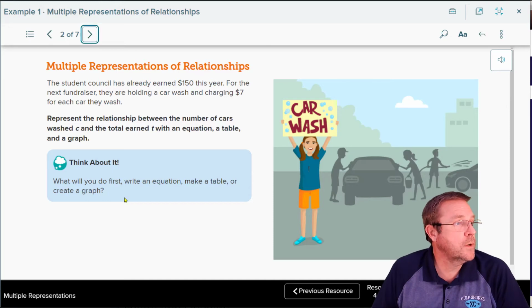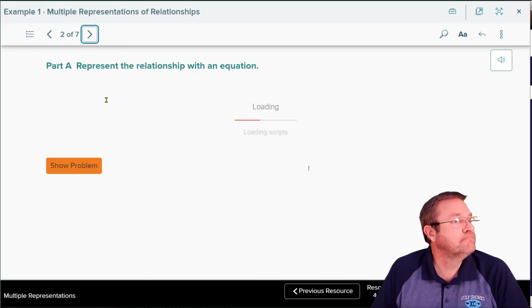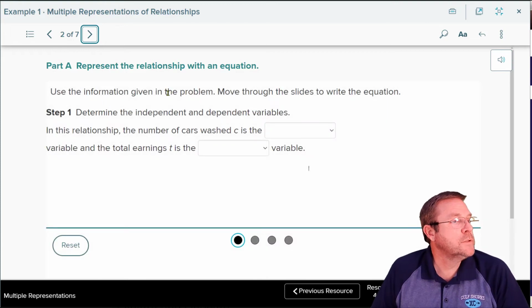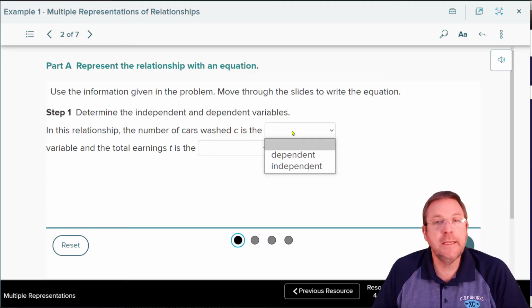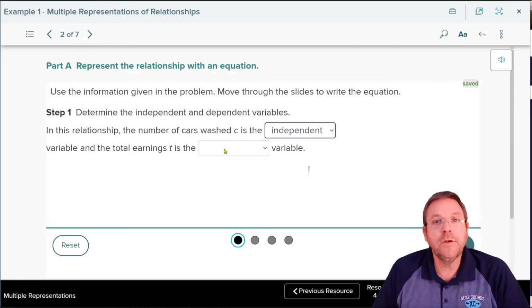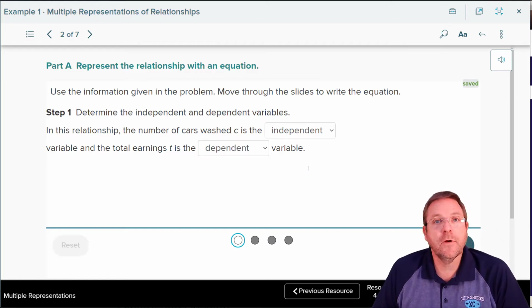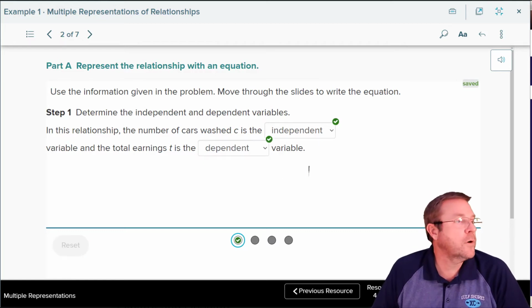So first thing we're going to do is use the information in the given problem and determine what the independent and the dependent variables are. In the relationship, the number of cars washed, C, is going to be your independent variable, leading you to the total earned, which is going to be the dependent variable. So that answers the first part.